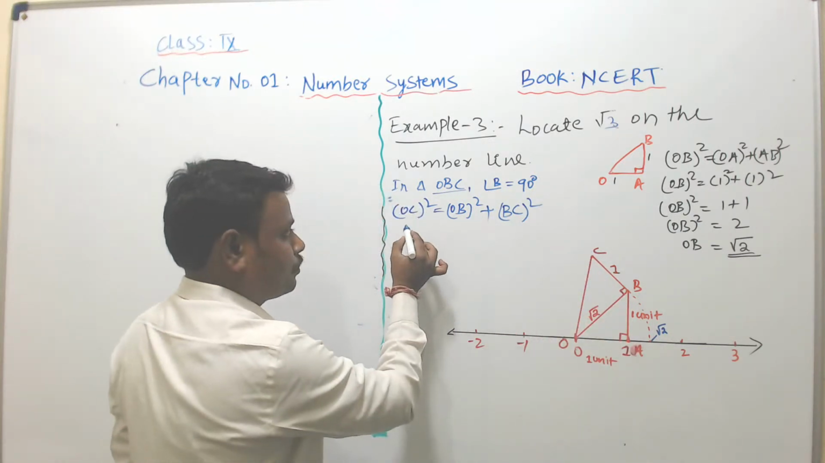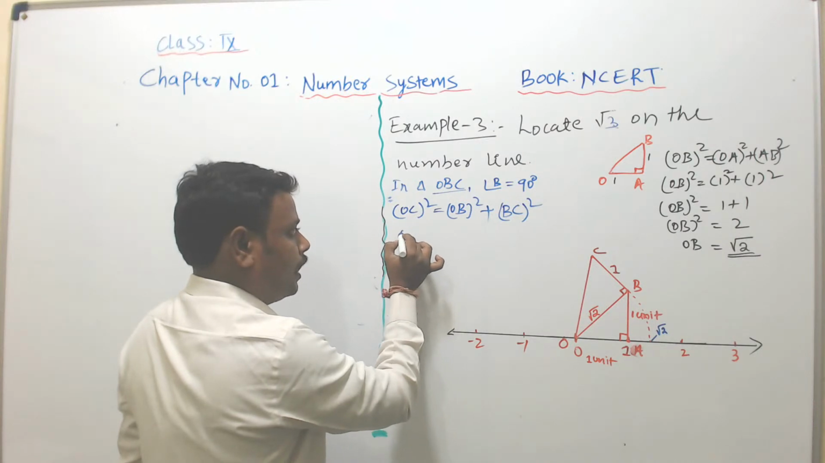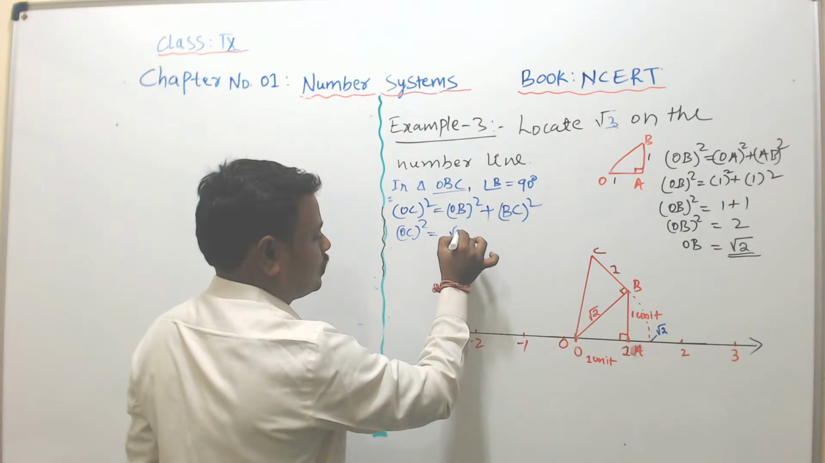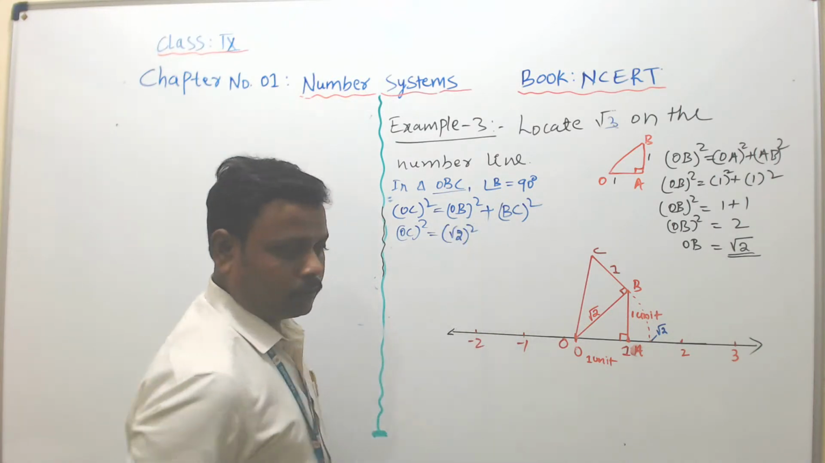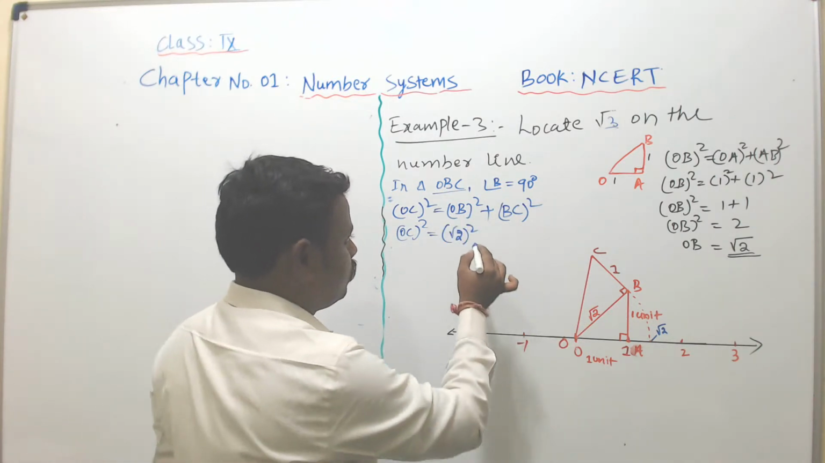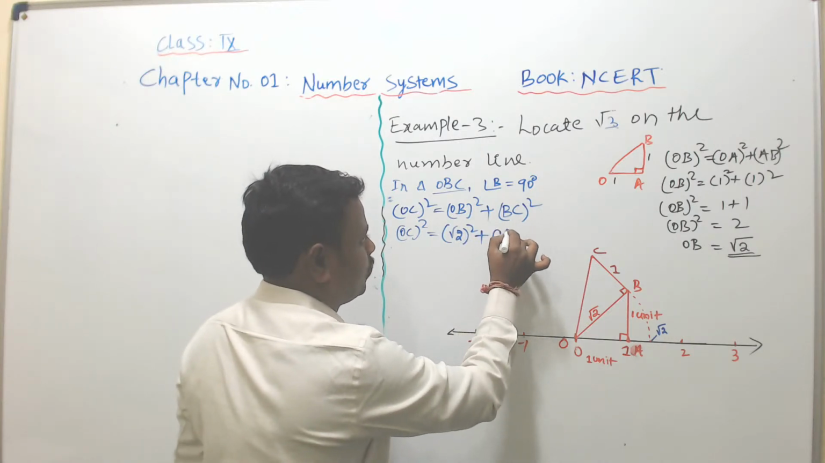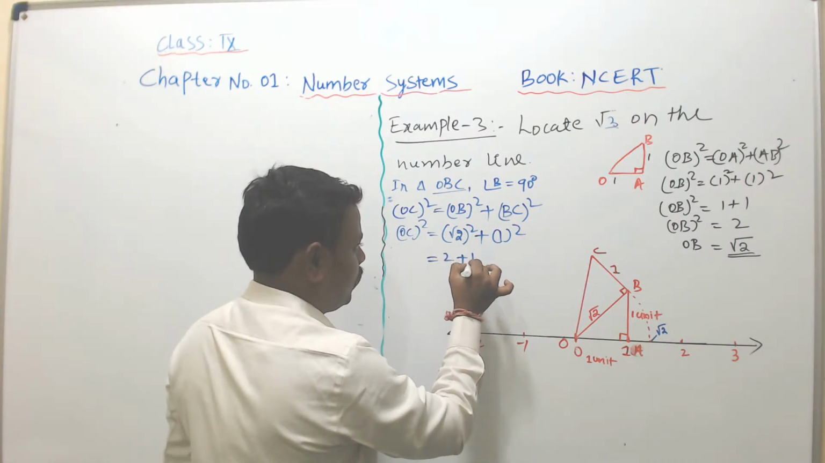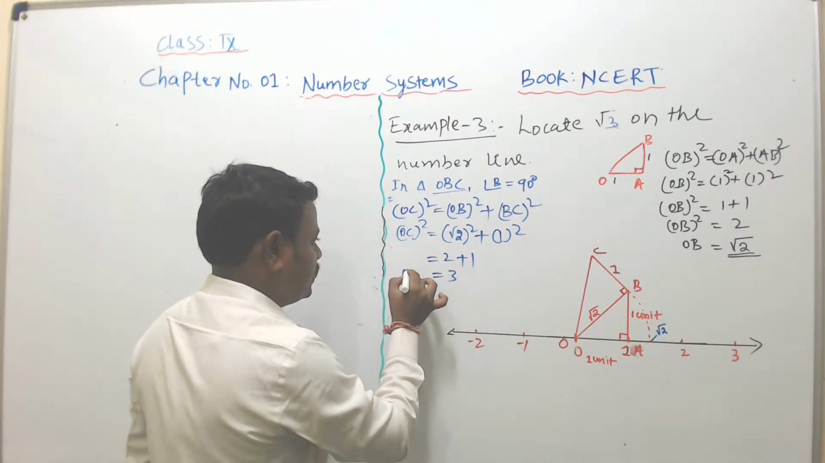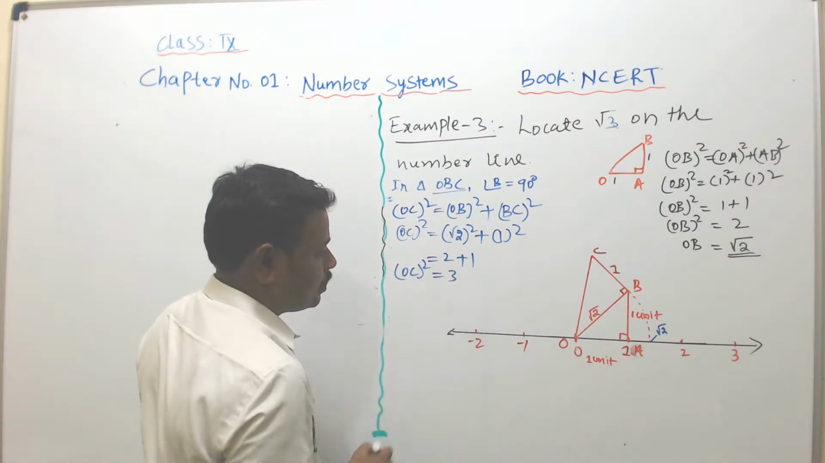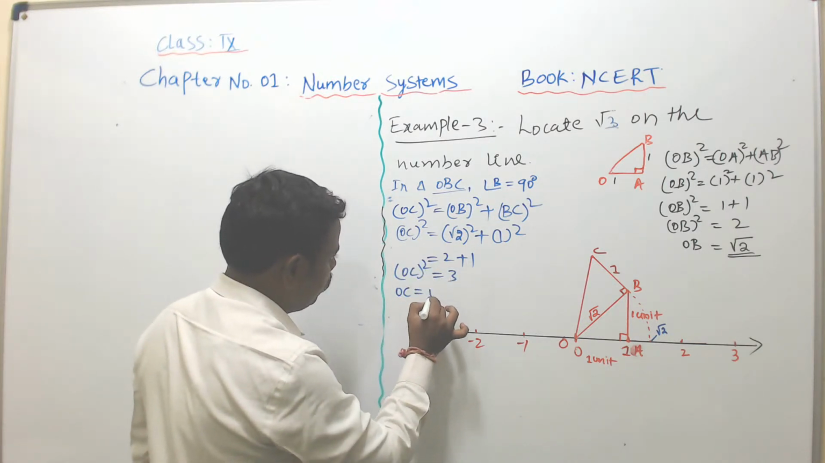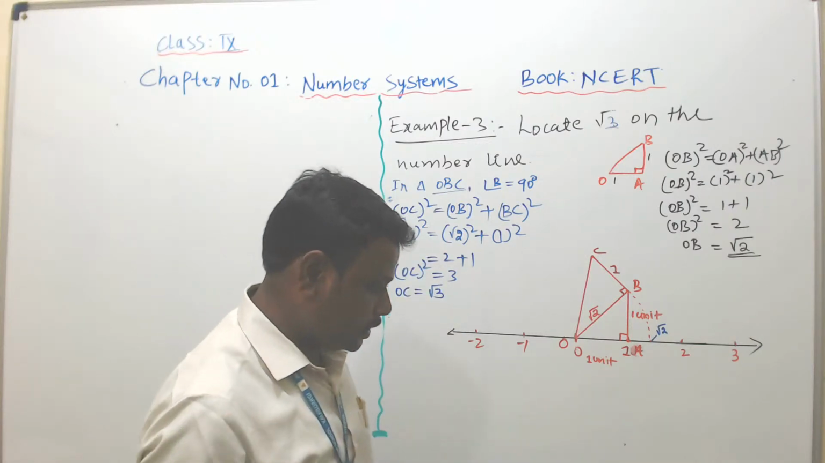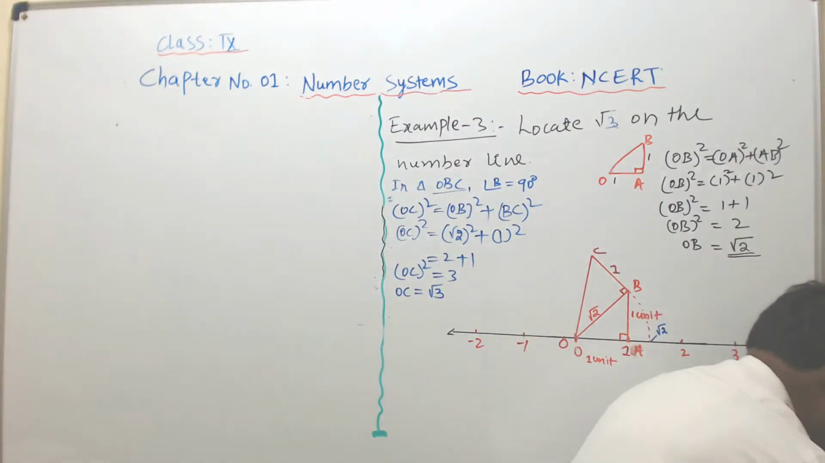The next, here OC square as it is. OB means root 2. Just now we got it, that root 2 whole square plus 1 square. See, square and square root get cancelled. This is 2 plus 1, that is equal to 3. So OC square is equal to 3, that OC is equal to root 3. So just now I showed how to represent this.